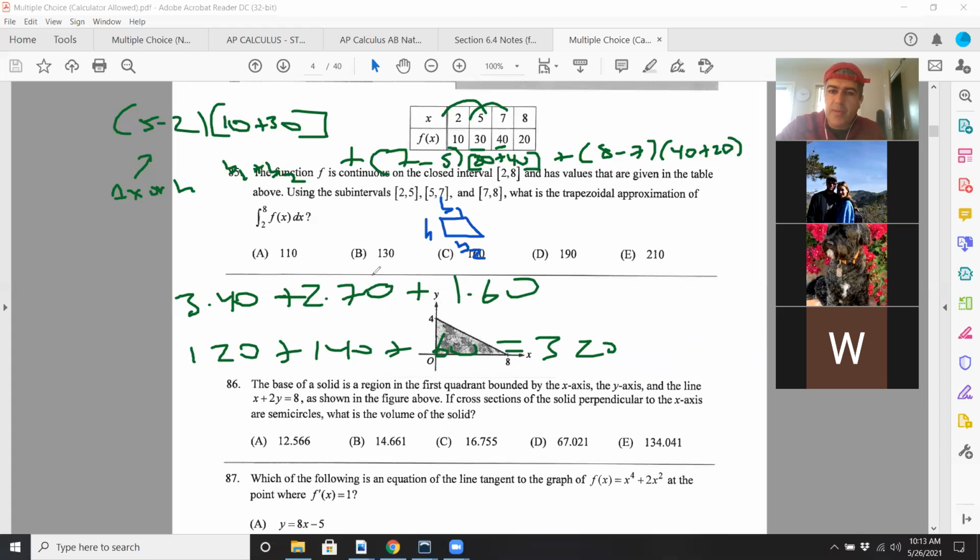Oh, but I goofed though. There's also a 1/2 on the outside too, because that's part of the formula. It's 1/2 b1. Yikes! I can't believe I forgot to do that. I would totally pick the wrong answer if I put 320. So you've got to multiply by 1/2, so it's 160. That's why it's C.